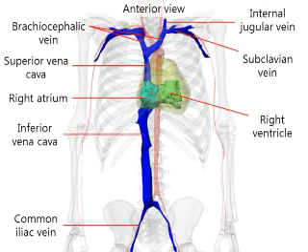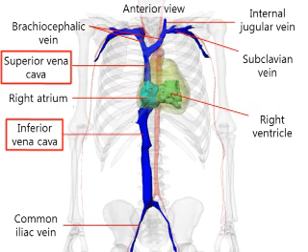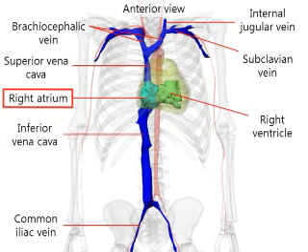Blood that gave away lots of oxygen throughout the entire body passes through the superior vena cava and inferior vena cava and goes into the right atrium.